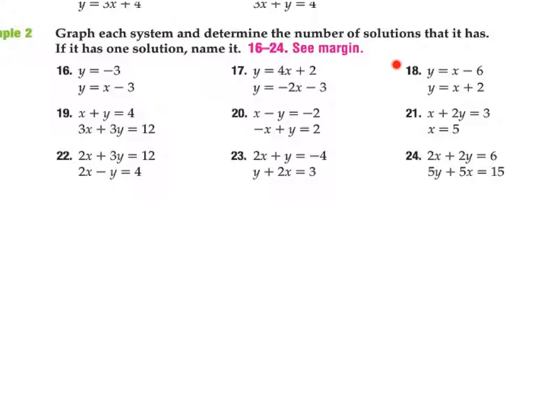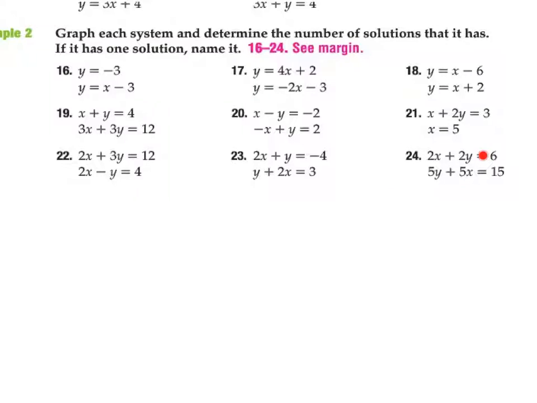If you look up here at this equation, number 18, it sure looks like we have the same slope. Both equations are in y-intercept form. The number in front of x for both of them is 1. They have different y-intercepts, so they have the same slope. They cross y at different places. They are parallel lines. They will never cross. No solution for that one.